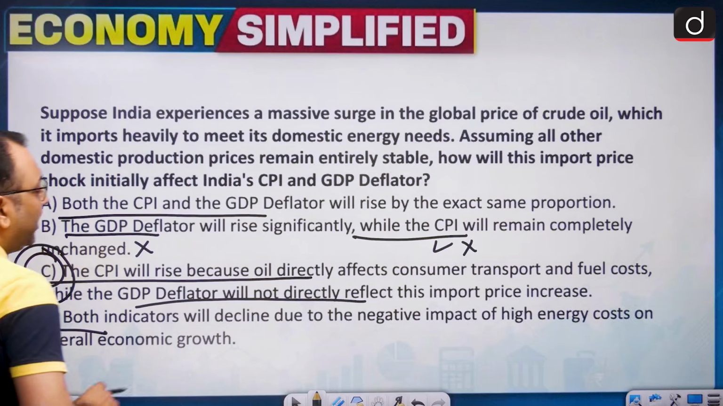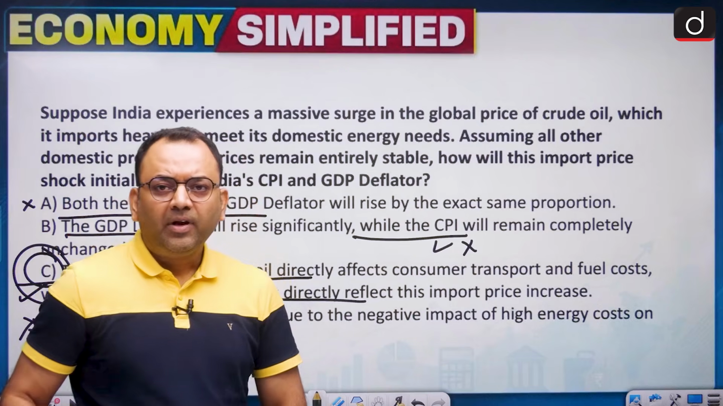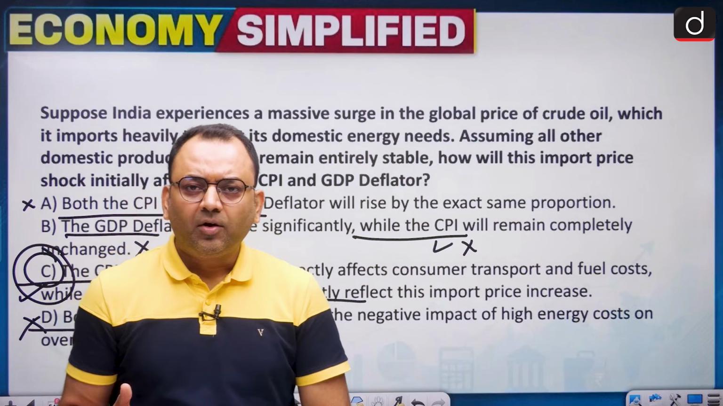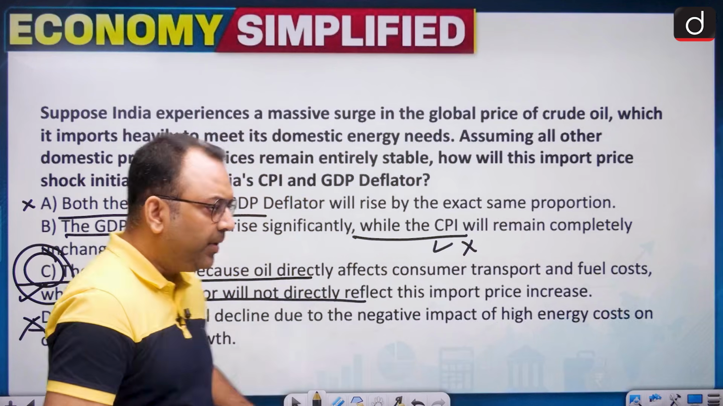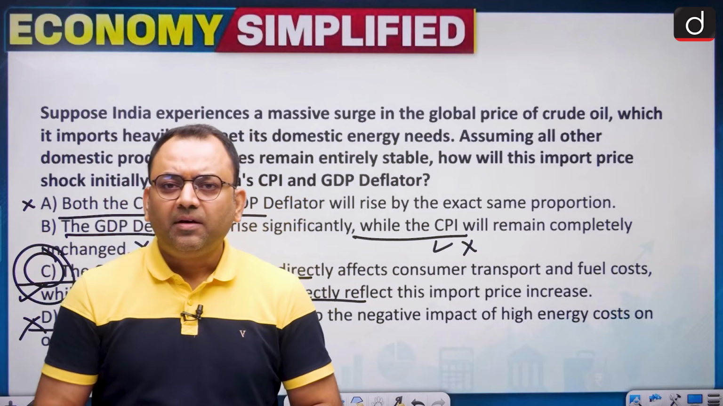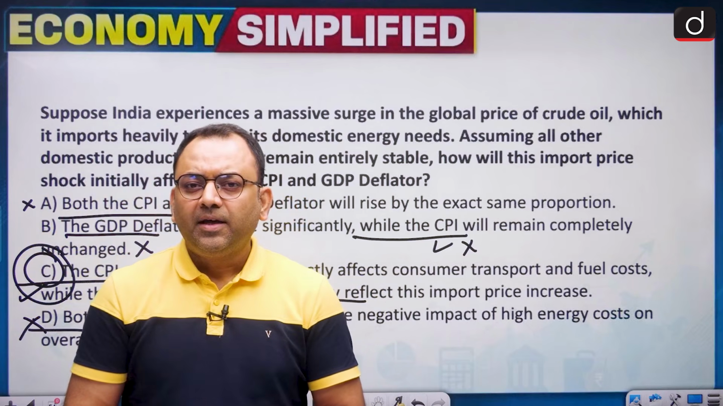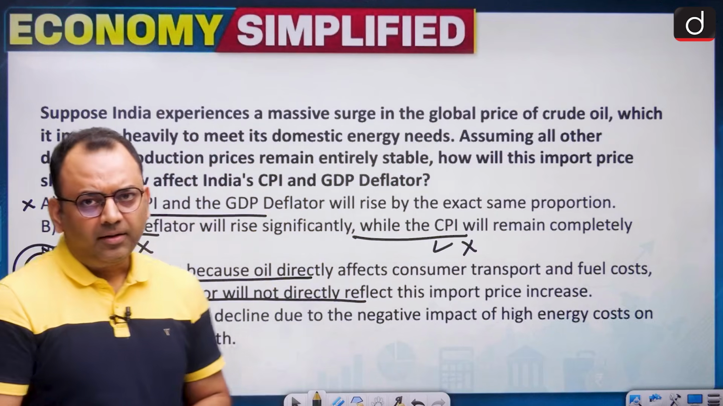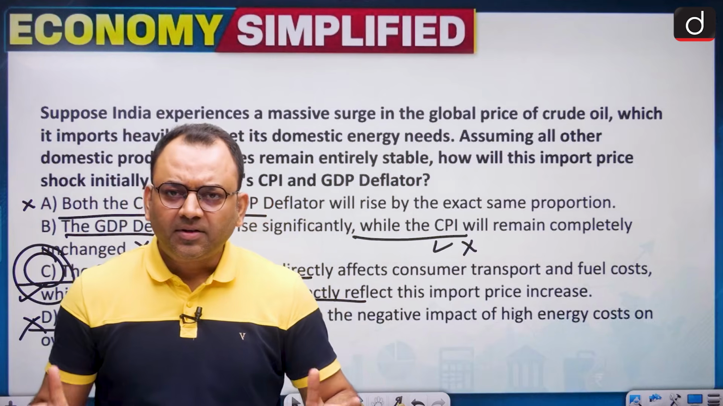So the answer: CPI will increase because the oil prices have increased, and GDP deflator will remain unchanged because, as I said, GDP doesn't include any imported items. So friends, this is all about the GDP deflator and the questions. We shall see other topics in the next video.